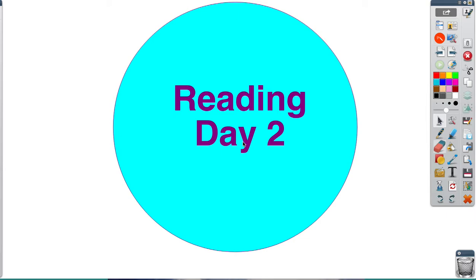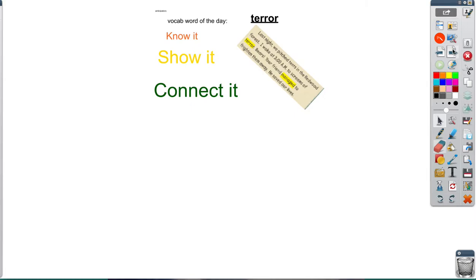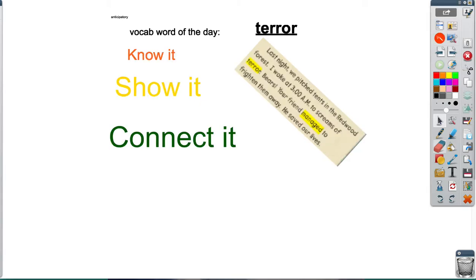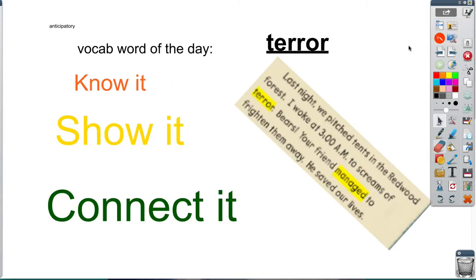We're going to jump right in with, that's right, you guessed it, our vocab word of the day, which is terror. Go ahead and pause the video to do your know it, your show it, and your connect it. You guys know the deal.